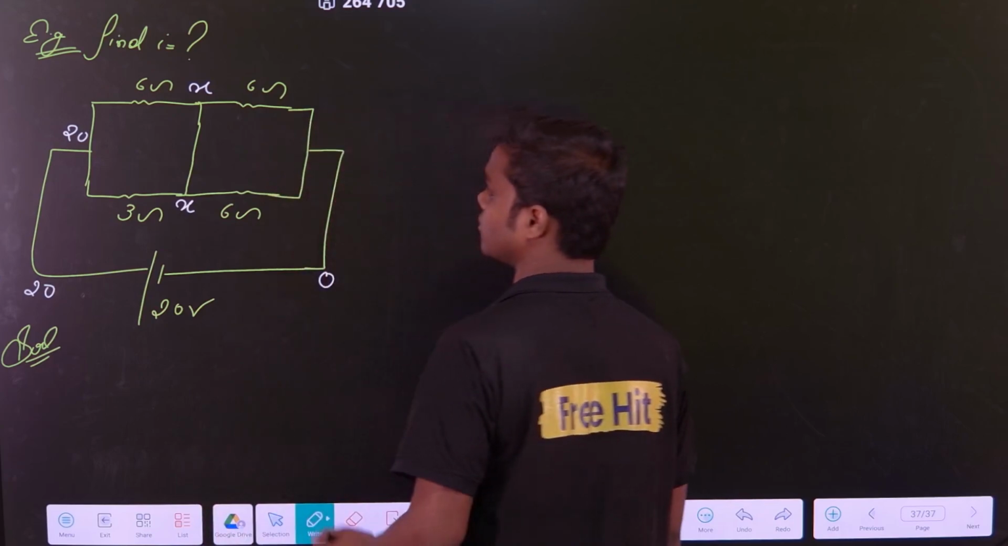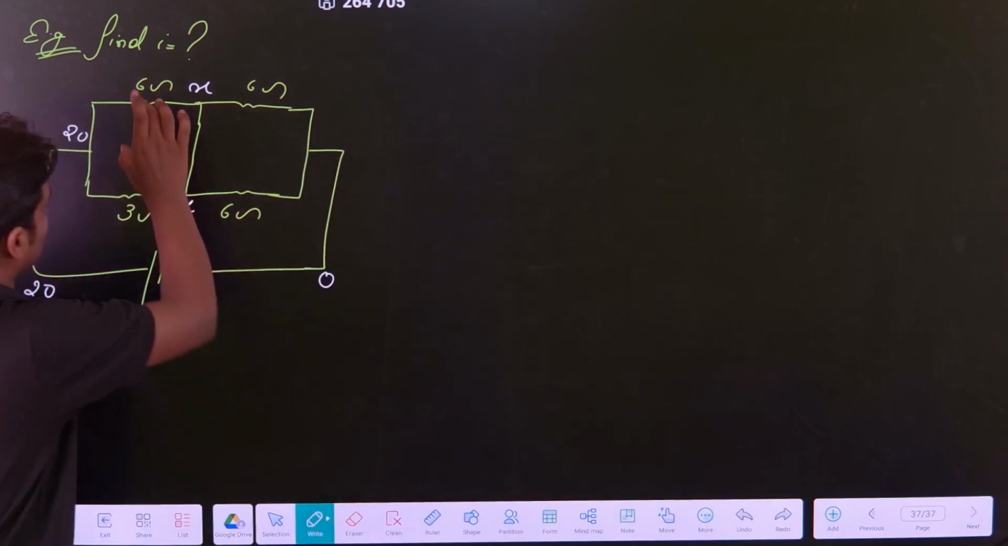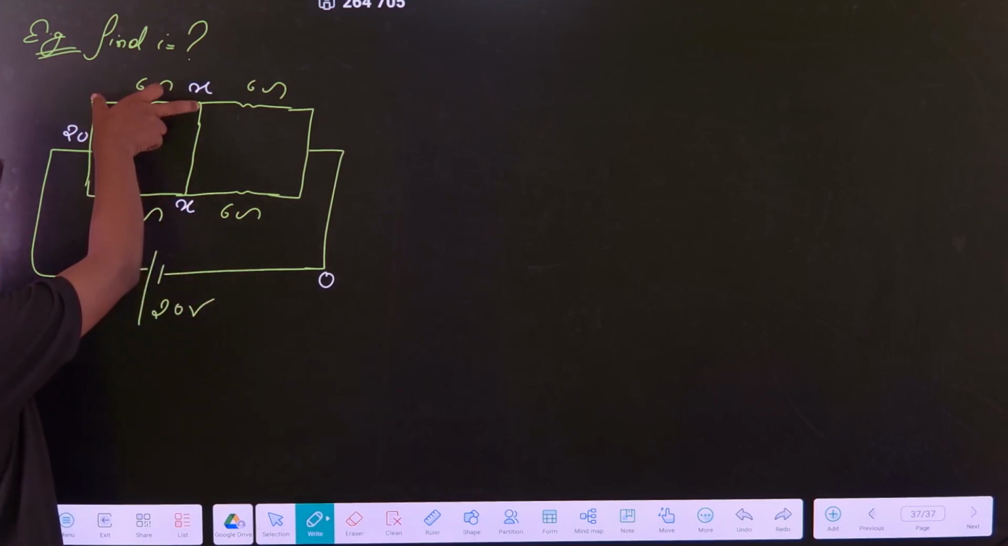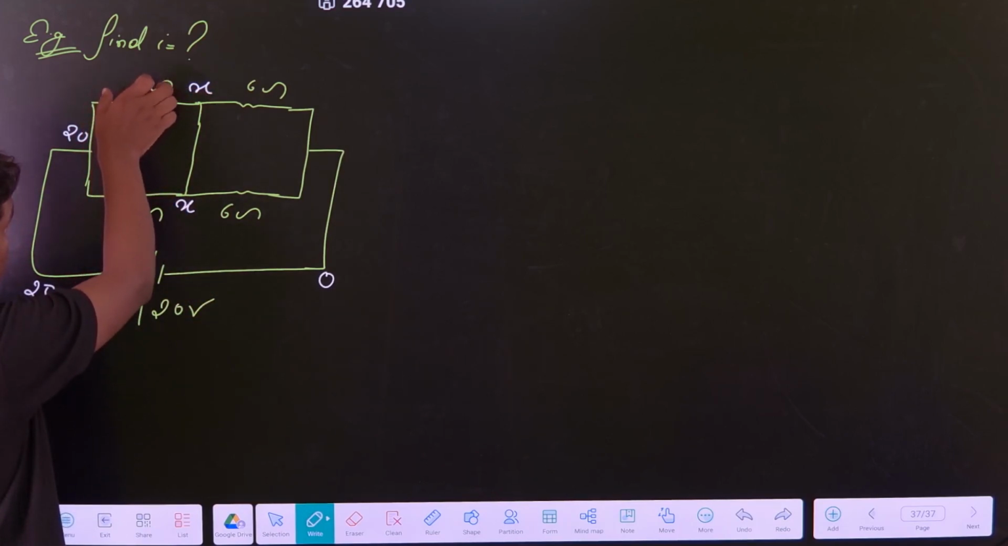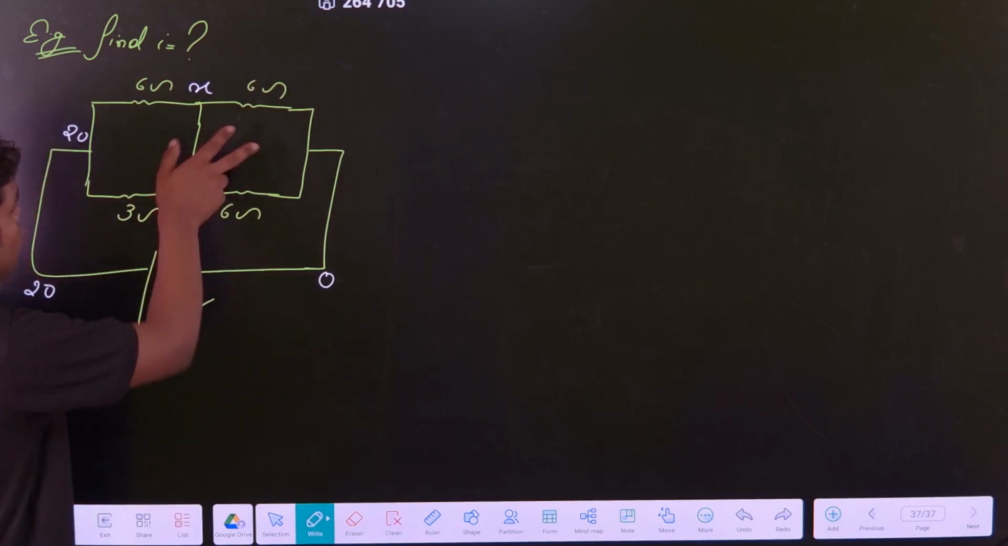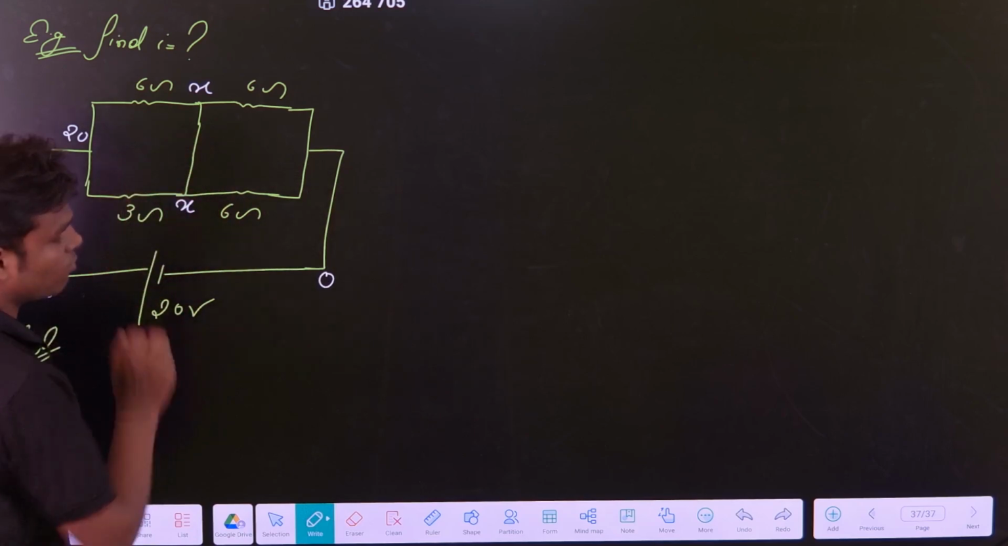Let me explain one more time. 6 and 3 ohm are in parallel. How much will they become? You can see the potential difference is the same, na? Here also 20 minus x, here also 20 minus x. So 6 and 3 in parallel is 2 ohm. 6 and 6 in parallel is 3 ohm. So 2 plus 3 is 5 ohm. So we have 5 ohm in total.